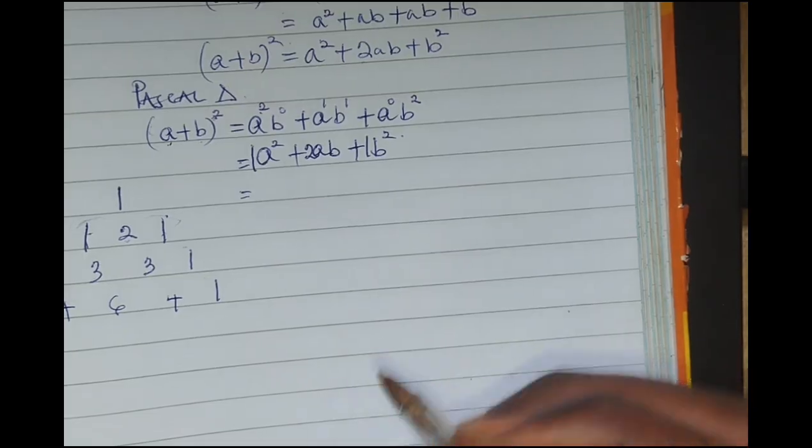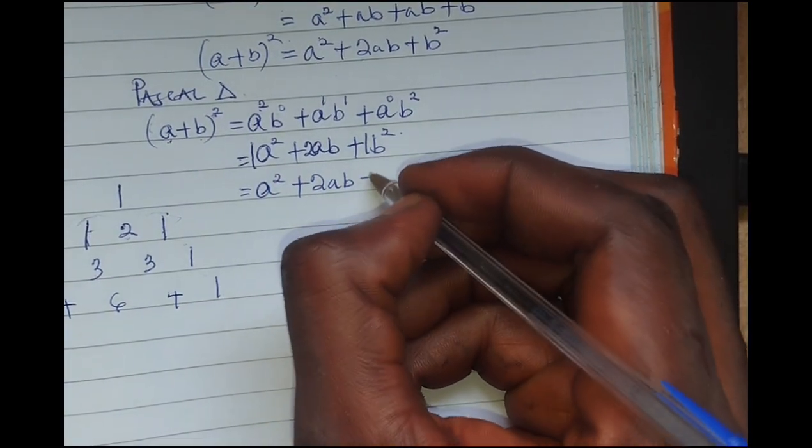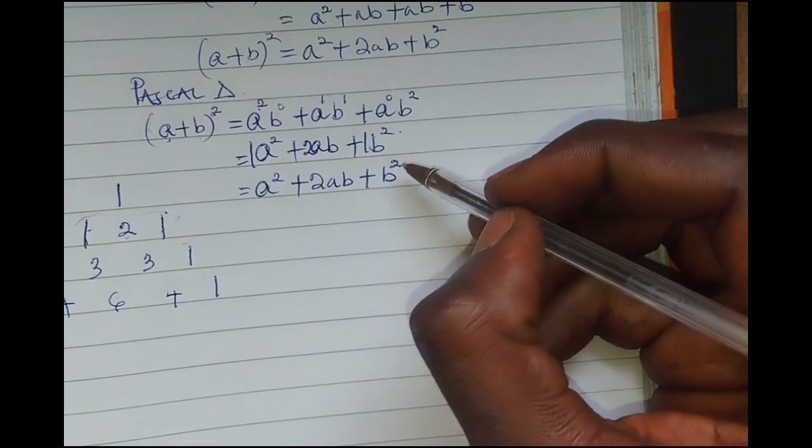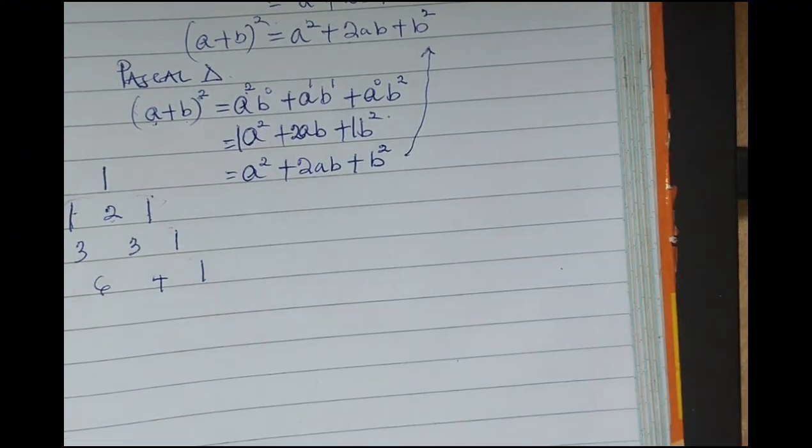So at the end, this becomes a squared plus 2ab plus b squared, which tallies with what we have here. Now this is the rule of Pascal, and it always works.